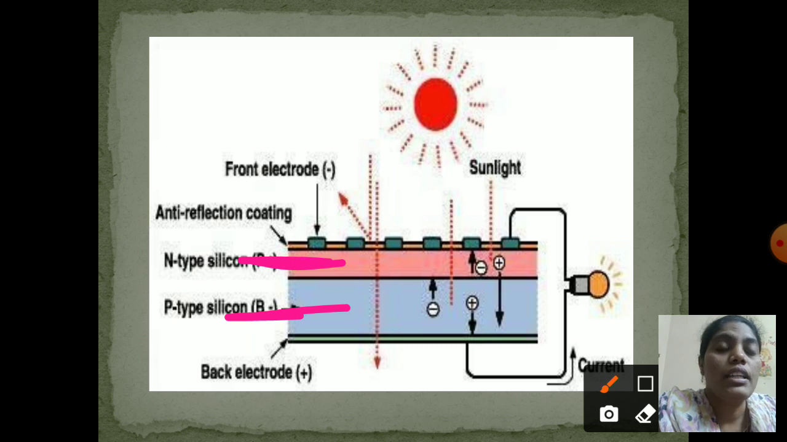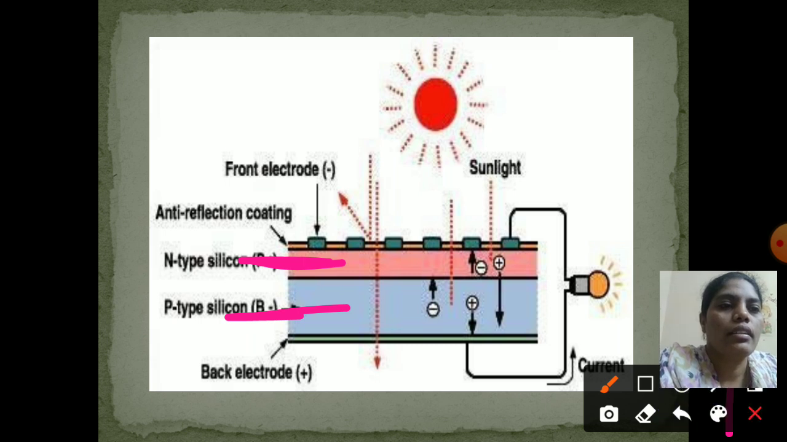And p-type silicon is very thick when compared with n-type, because more number of holes generated by electron hole pairs move towards p-type, so that the more amount of flow of electrons will be in n side.